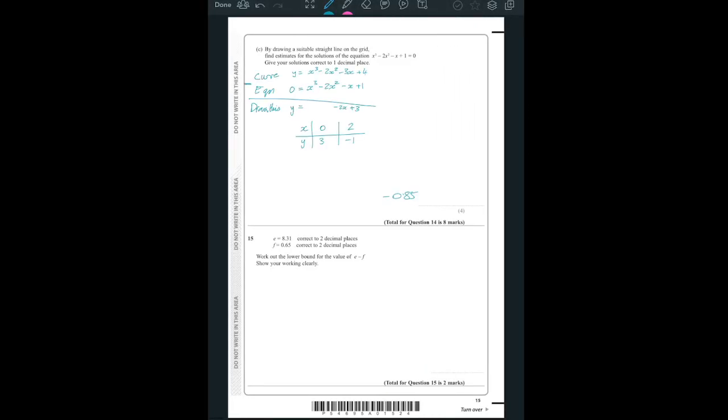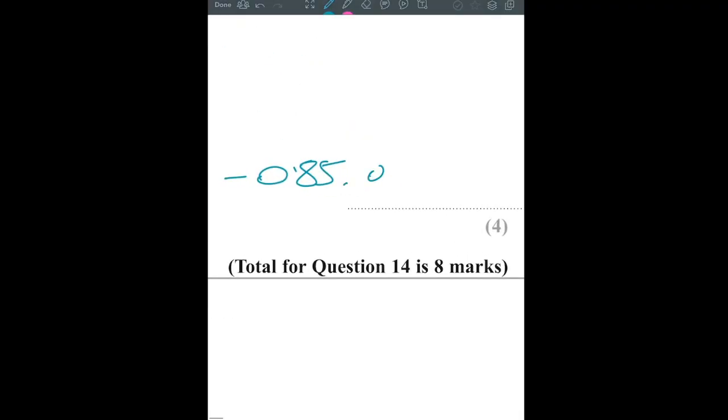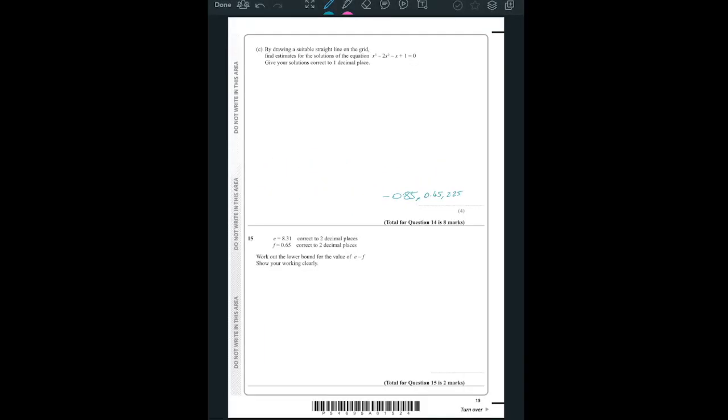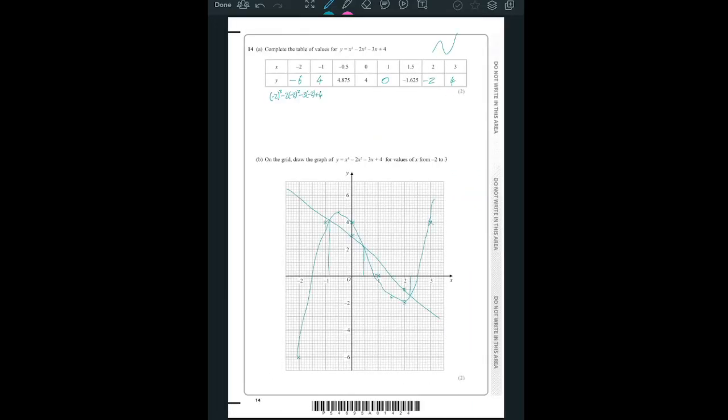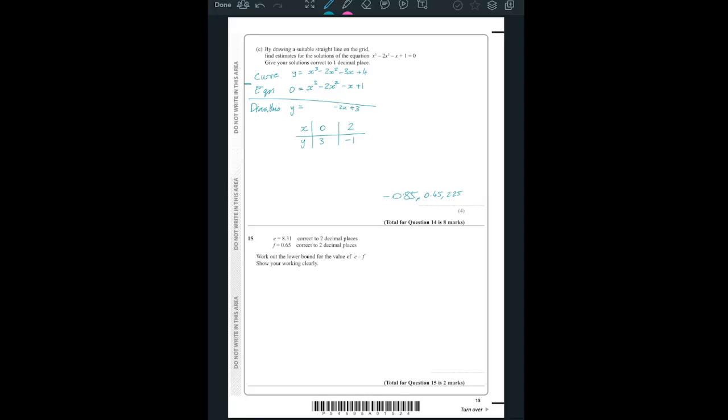Oops. 0.45 and 2.25. They will give you a bit of leniency. I imagine mine are not great because you can see how bad my attempted sketch was. It does look like my lines are not straight and my curve wobbles a bit. So I might be on the boundary of what the mark scheme would allow.